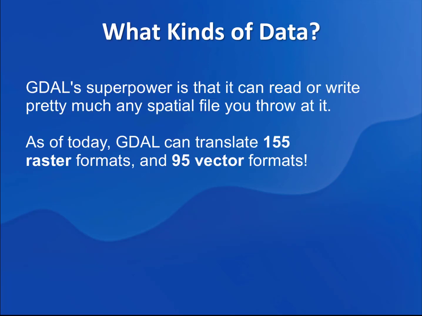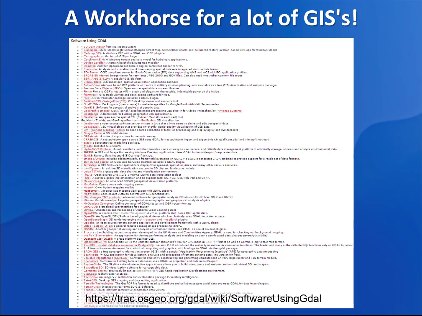So what kinds of data? GDAL's superpower is that it can read or write pretty much any spatial file you throw at it. As of today, GDAL can translate 155 raster formats and 95 vector formats. And as such, it's a workhorse for a lot of GISs. You can go to the URL at the bottom of this page to see the full list, but this is a pretty complete list of geospatial desktop software and web software. You'll see a lot of things that you recognize in here.